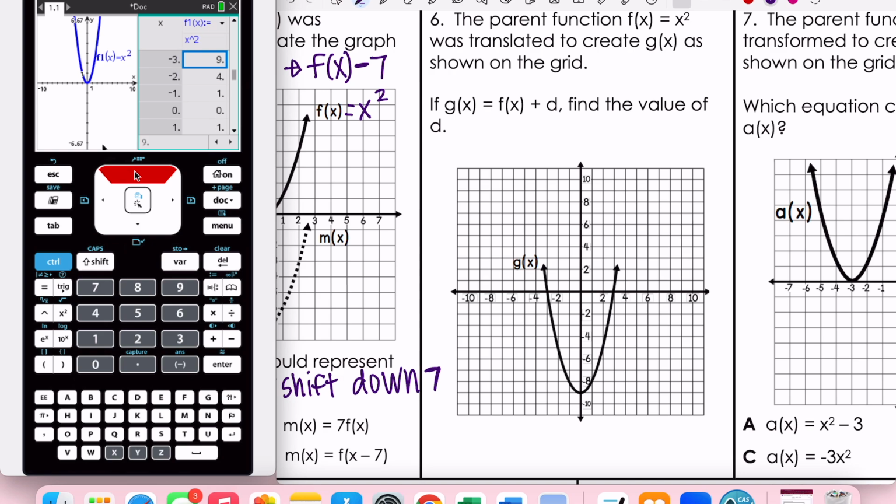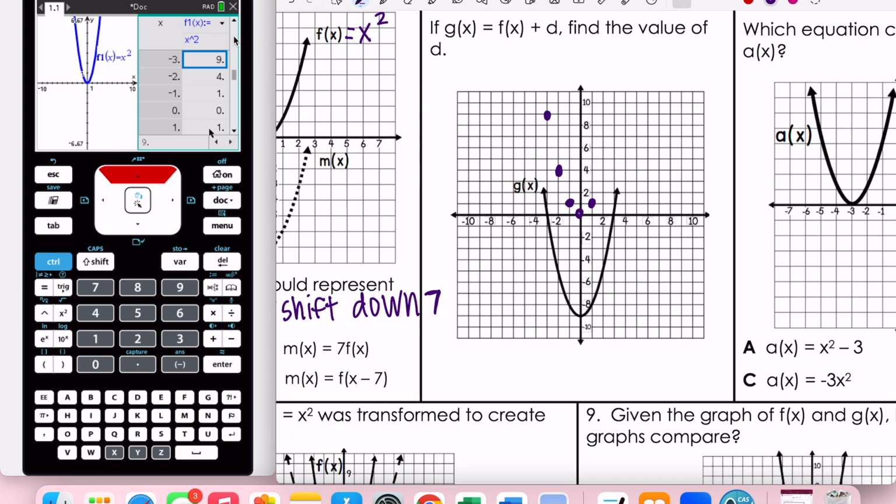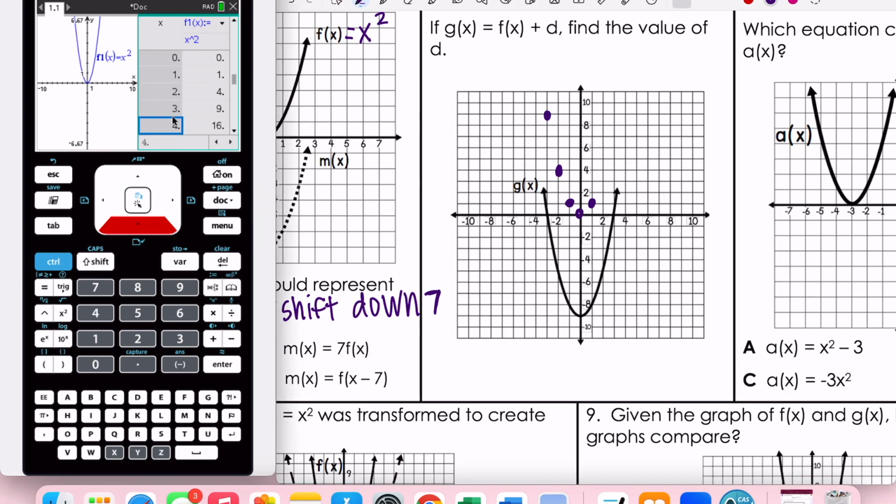So here I have the point negative 3, 9. We have negative 2, 4. Negative 1, 1. 0, 0. 1, 1. 2, 4. And then 3, 9. So from here, we can go ahead and connect the dots.